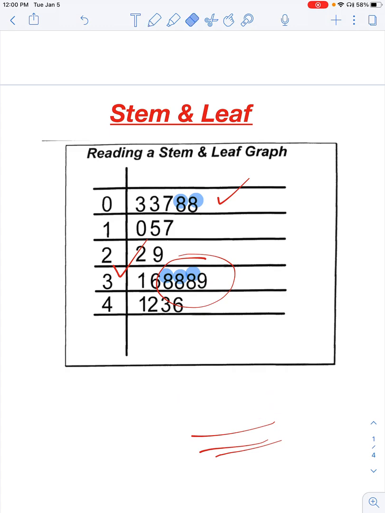And like I said, it's a graphic organizer. It helps us put the numbers in order from smallest to largest. And it's real useful when we're finding our basic stats.